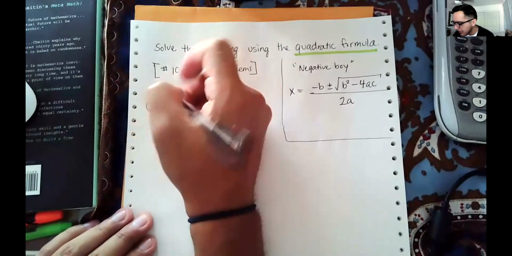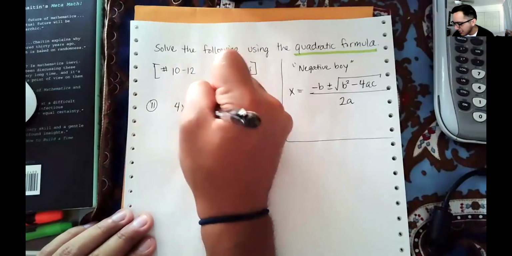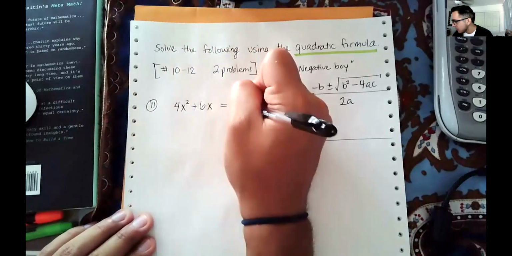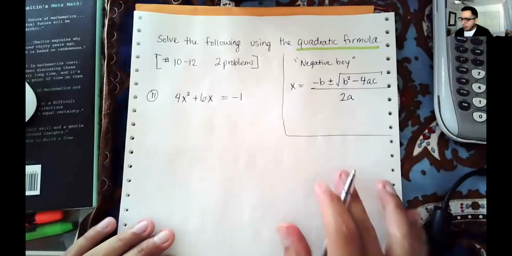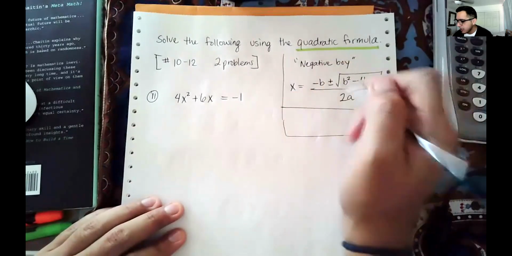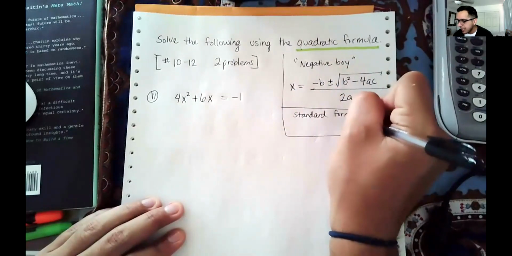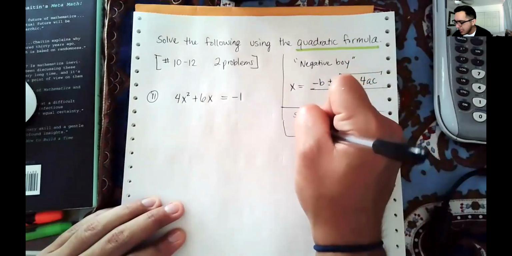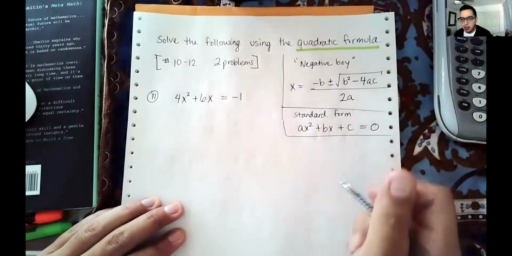We need to solve this quadratic equation. 4x squared plus 6x is equal to -1. Okay. So the first step is always going to be, for either solving using the quadratic formula or for factorization, that we have to get this in standard form. Again, standard form means that it's set equal to 0. So we need to get ax squared plus bx plus c is equal to 0.